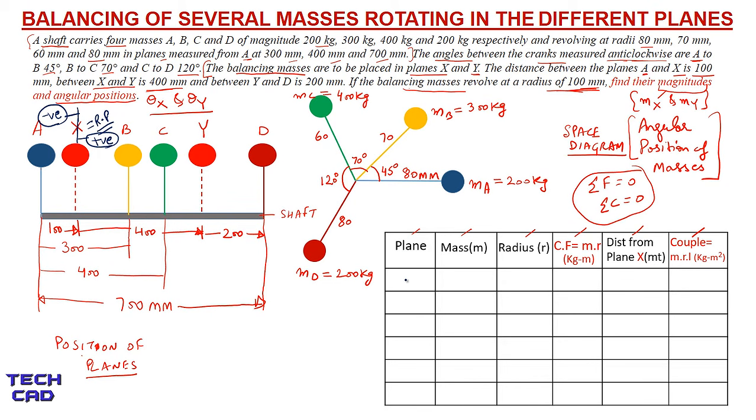First of all, we fill the row of planes. So we have 6 planes. These are the planes according to the position of planes diagram. Now fill the masses, and masses are in kilograms. The mass of the X plane is mx and the mass of the Y plane is my. Now fill the radii of rotations, but in meters. In the question it is given in millimeters, so you have to convert it into meters.